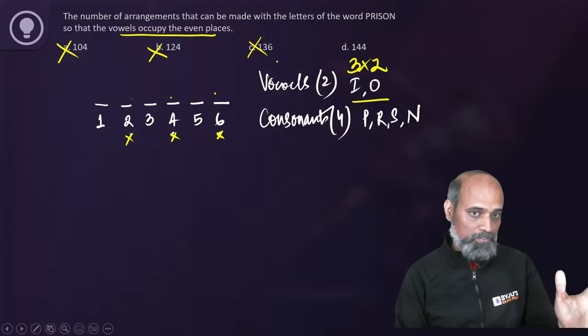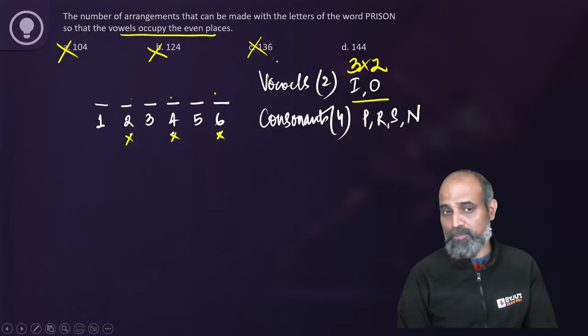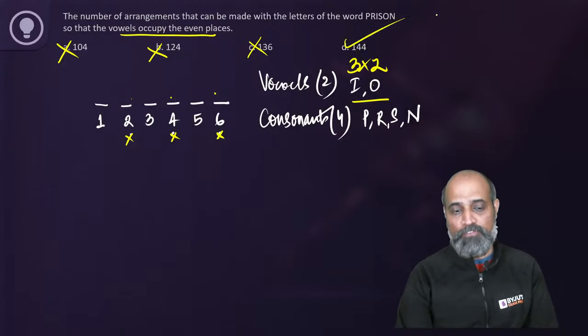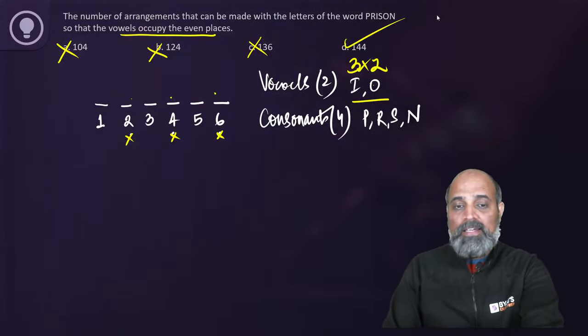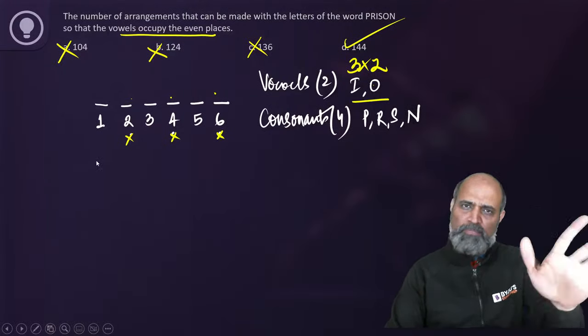104 is not in the table of 6. 124 is not in the table of 6. 136 is not in the table of 6. Only 144 is in the table of 6. किसी को कोई प्रॉब्लम? मेरे को आगे चेक भी नहीं करना.